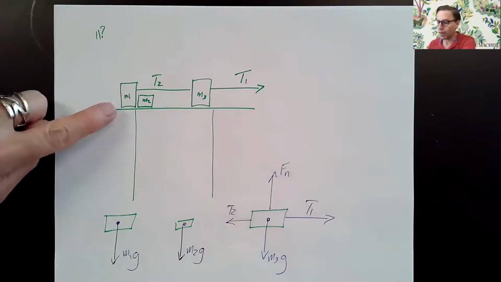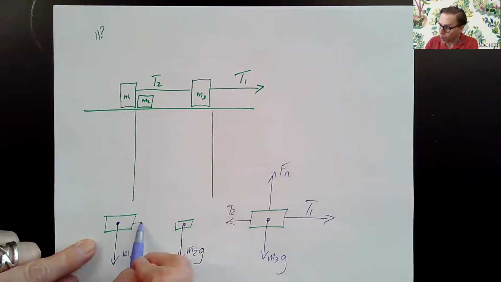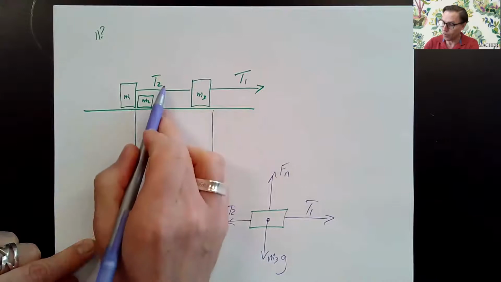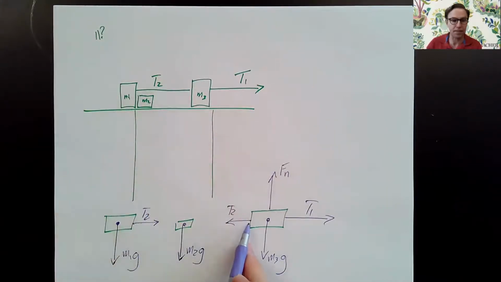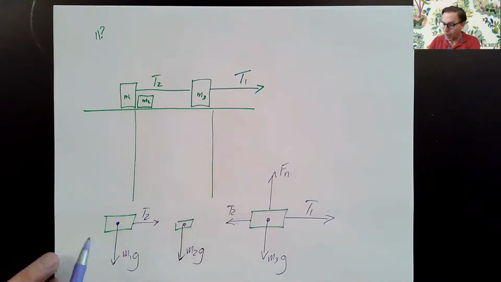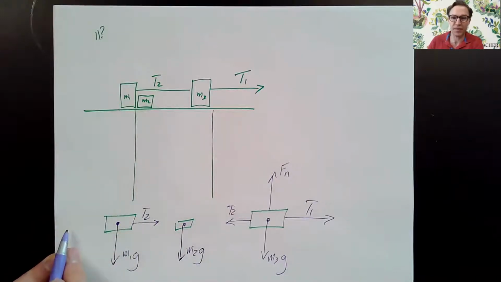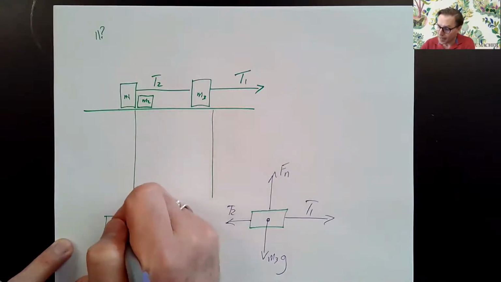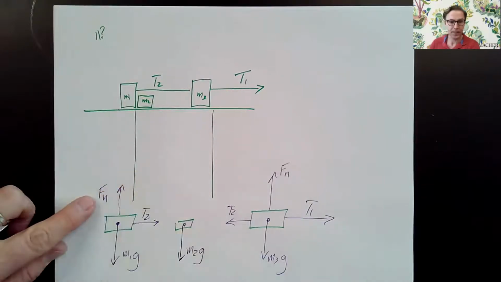Now, let's go over here to block M1. Earth pulls the block down, the rope pulls the block to the right. I'm going to call that T2. This string is the same string as pulls this one to the left. If there were friction, I would draw a frictional force here. Table pushes this block to the left, but there's no friction. And then I'm going to say the table pushes this block up. Now that's a normal force.